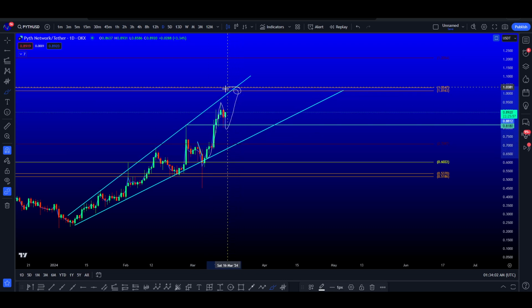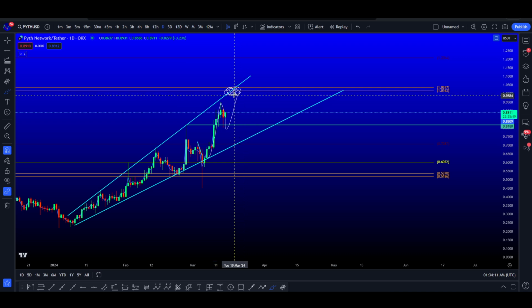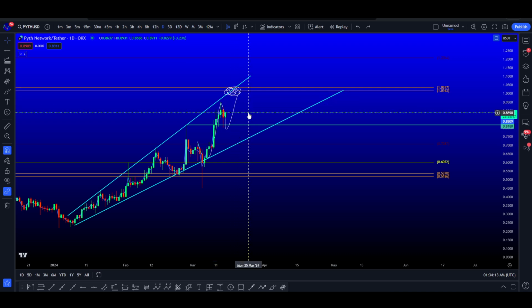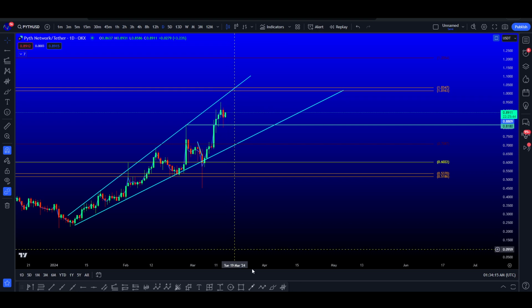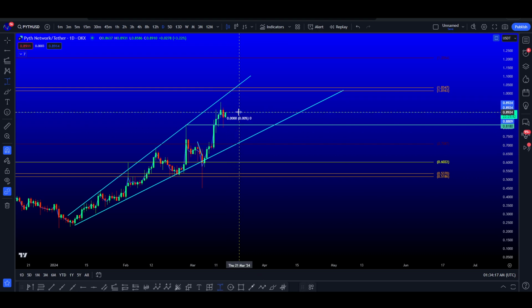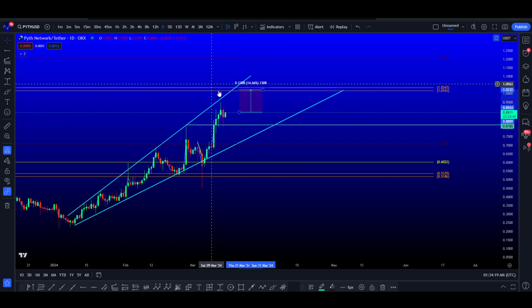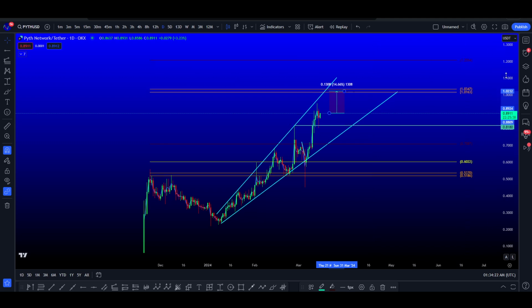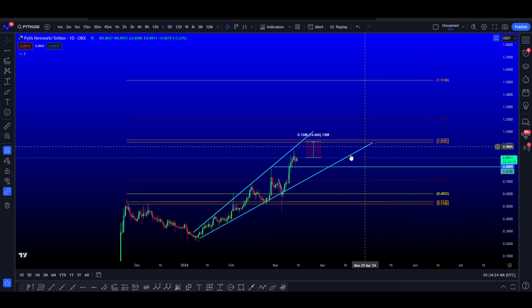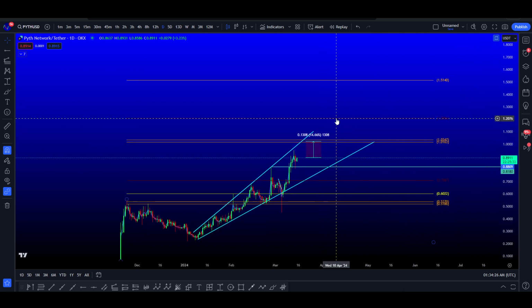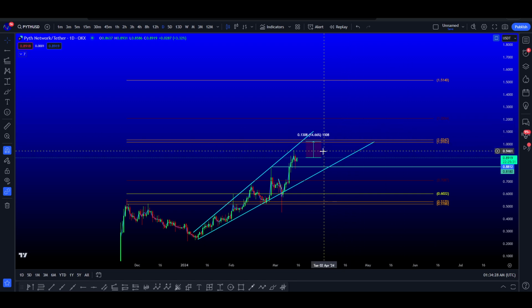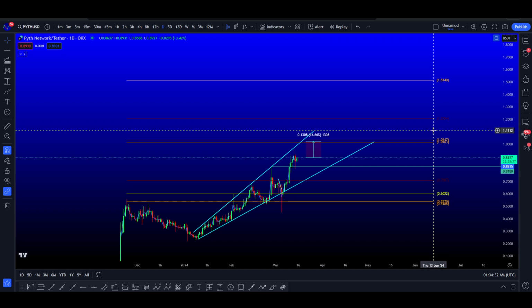Next step is going to be this top of the broadening wedge lining up with the golden pocket for a little bit of a confluence, which from the current price you are looking at an extra 13% gain. Now above that we do have some 1-to-1 extensions. So you have another resistance at around $1.20. So that will be the next target after this $1.02, $1.03 range is flipped.